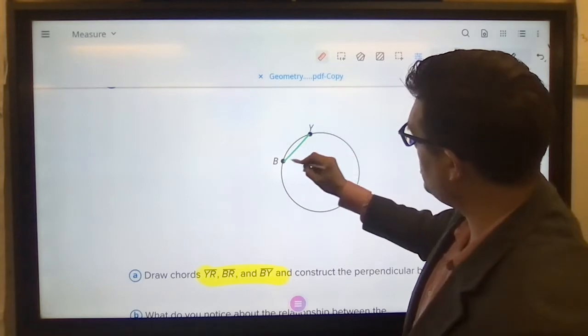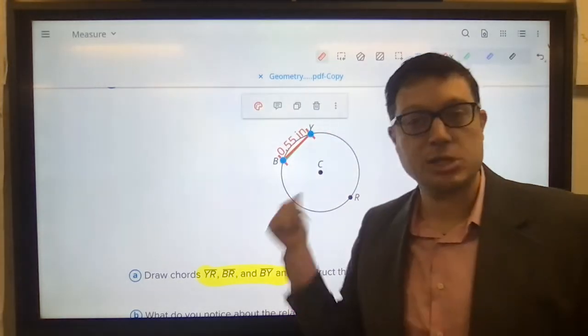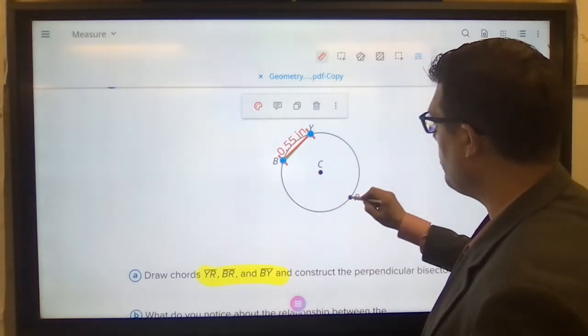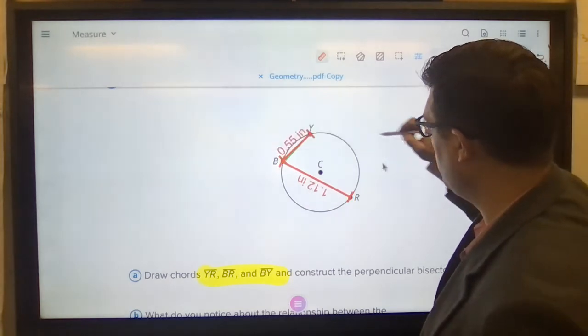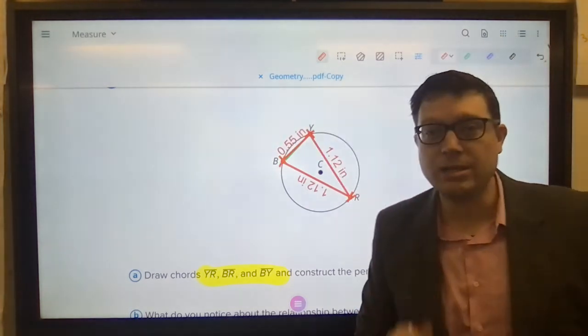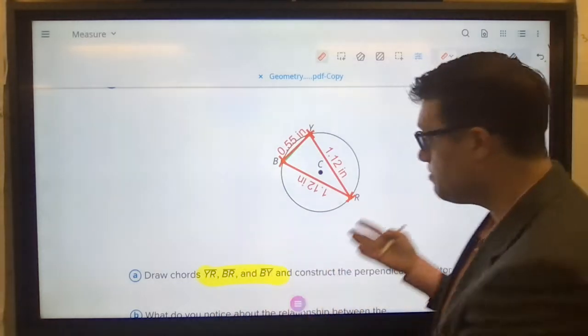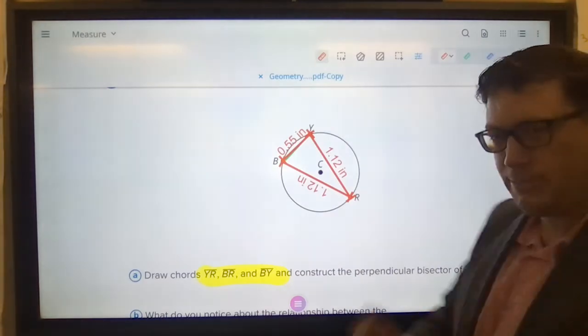A straight line from here to here. And then draw another straight line. That's chord BY. Draw a chord from B to R. And draw a chord from Y to R. Those three chords create a triangle. We don't know really what information this triangle has to tell us yet, but we'll get there.